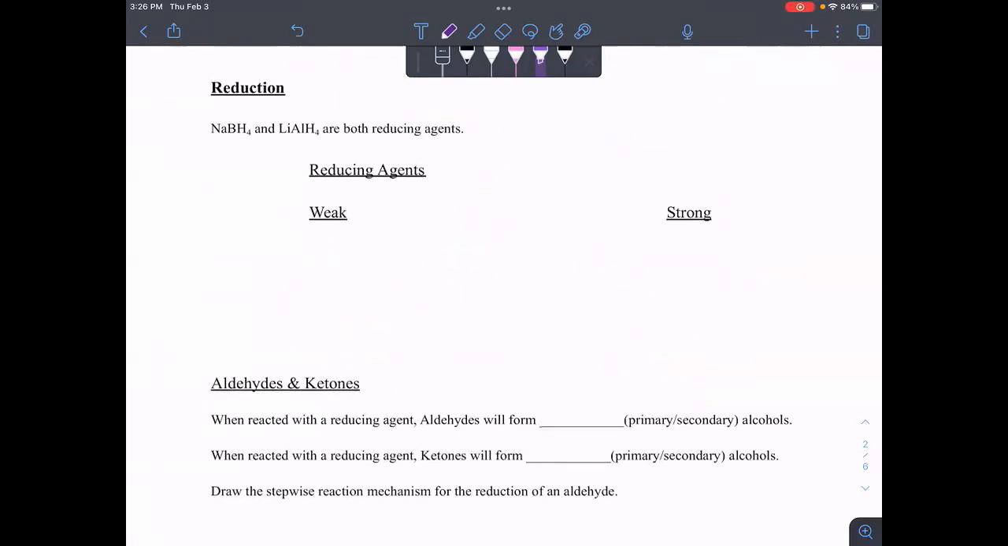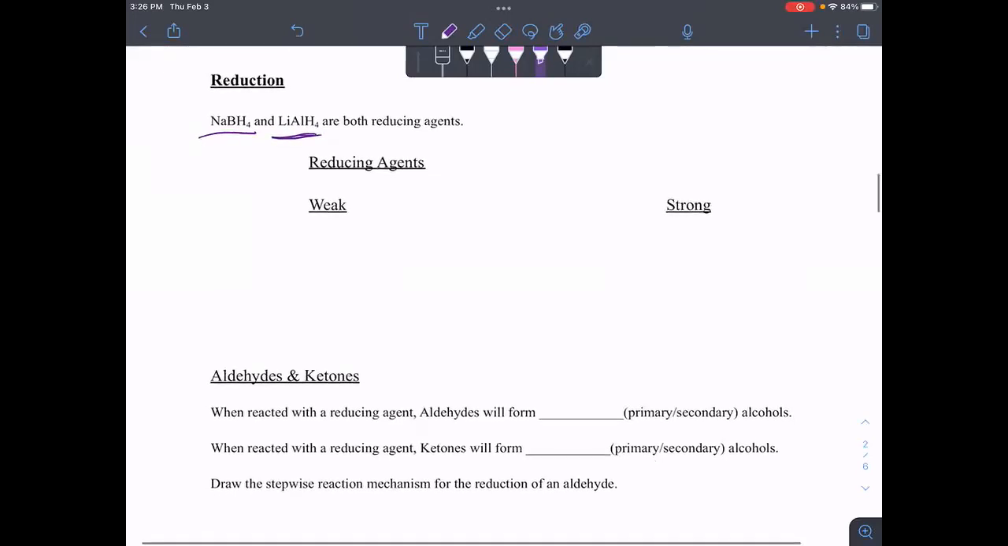But now we have reduction. So just as a reminder, what happens during reduction? Yeah, you add a hydrogen. So there's two reducing agents. Do you guys remember which one's weak and which one's strong? Yeah.